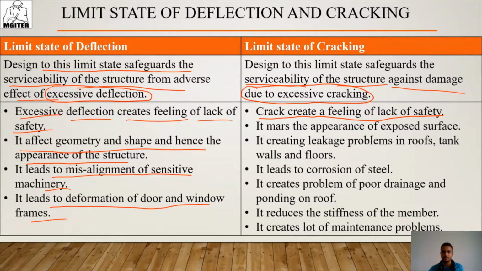If this structure deflects, this type of failure you can see. By cracking, we have the appearance of exposed surface. The surface will be exposed by the cracking, creating a leakage problem, then creating corrosion of steel because your steel will be opened by a crack. It will be reached by water, and by the water reaching the steel, your steel will be corroded. It creates the problem of poor drainage and ponding on roof. It reduces the stiffness of the member. It creates lots of maintenance problems. These are the phenomena of limit state of deflection and limit state of cracking.